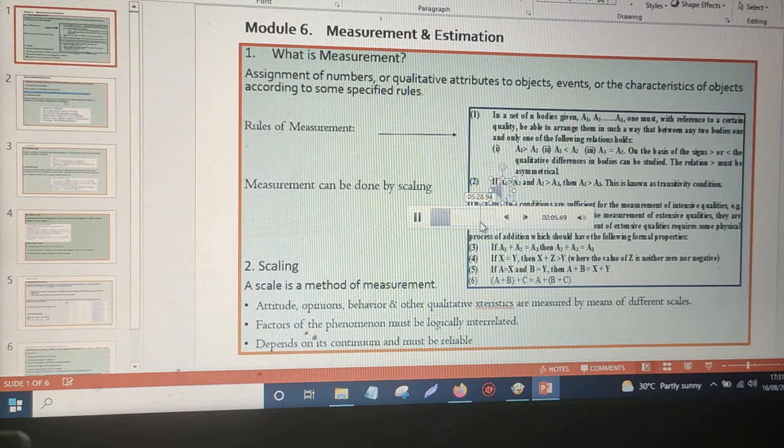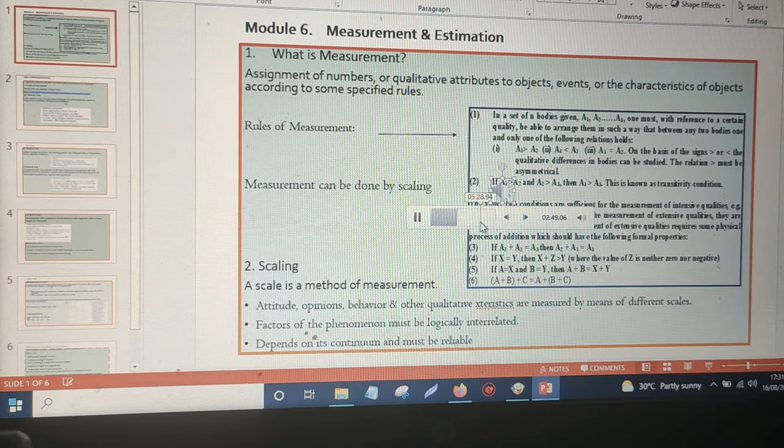Now, the second condition, you can also say A1 is greater than A2. Supposing A1 is 15 and A2 is 12, you can say A1 is greater than A2. If those are your responses, now you can say A2 is greater than A3. A2 is 12 according to our example, and A3 will be less than 12. Anyway, that's what it means. And you can now say A1 will be greater than A3.